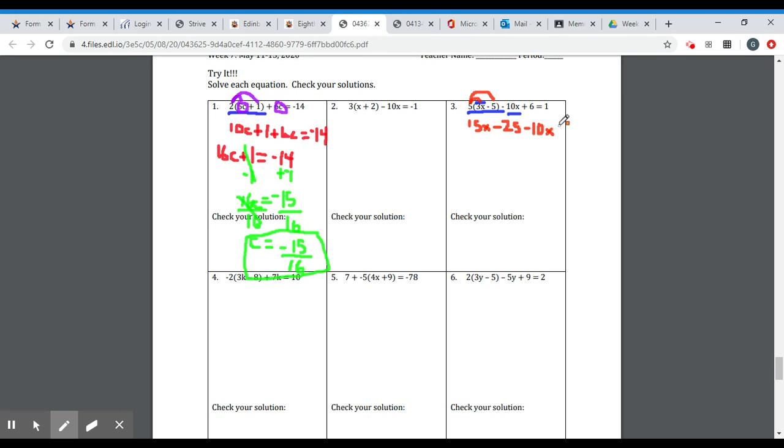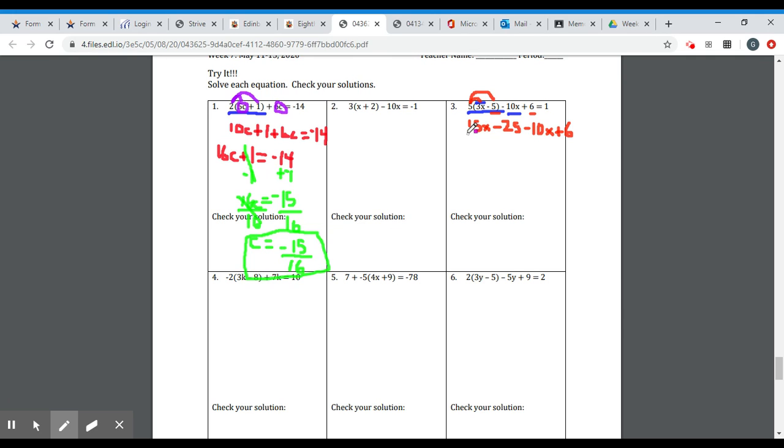And oh, I didn't catch that. You see, that's why we have to take our time with this. There's also a like term in the 6 and in the 5. Now, once we distribute it, it's actually negative 25 and 6. So I have two sets of like terms. I have my x's and I have my integers. So I need to combine those two.